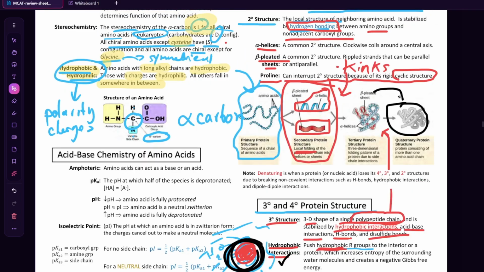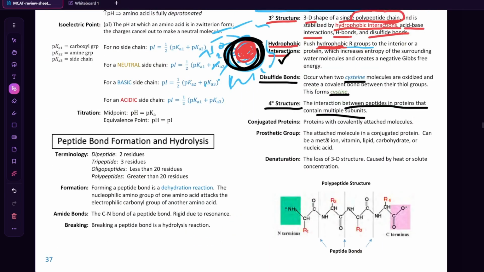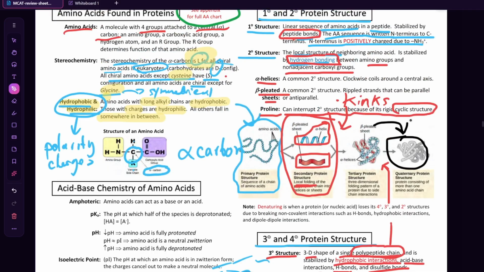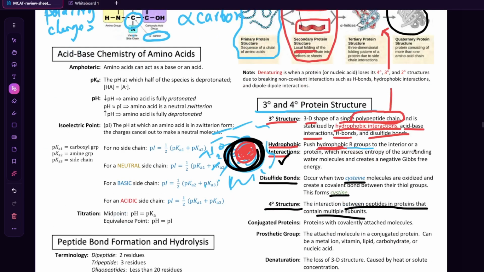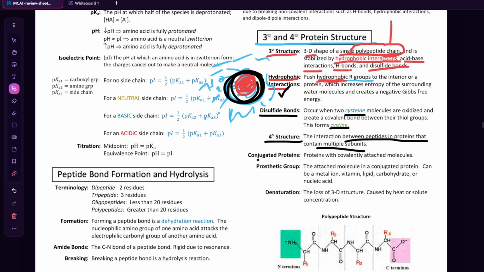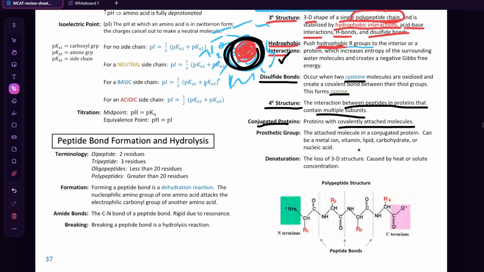So it's basically this multiplied, tertiary structure multiplied. I'm pretty sure a big version that we saw earlier was hemoglobin. Examples. So think of examples of that. And then conjugated proteins, proteins with covalently attached molecules. So covalently means covalent bonding. That's from our bonding section in general chemistry. Covalent bonding. So go back if you don't understand that. Prosthetic group, the attached molecule in a conjugated protein, can be a metal ion, vitamin, lipid, carbohydrate, or nucleic acid.